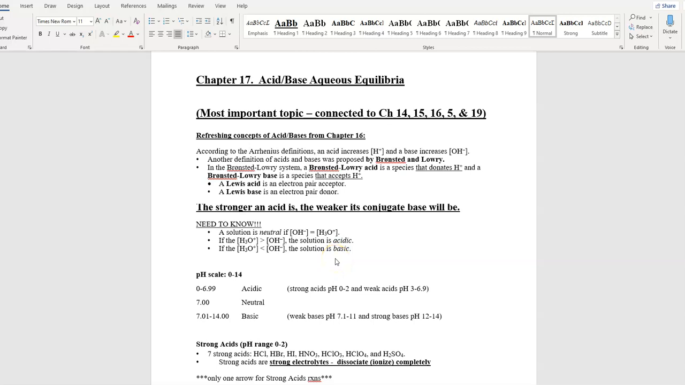Welcome AP, Chapter 17, Part 2 of Acid-Base Equilibrium.